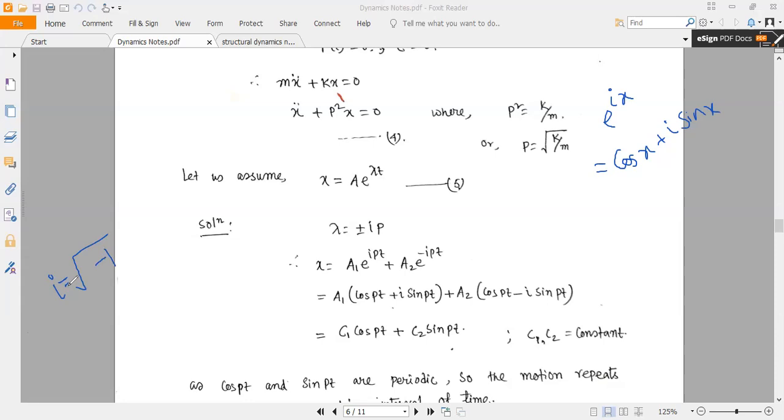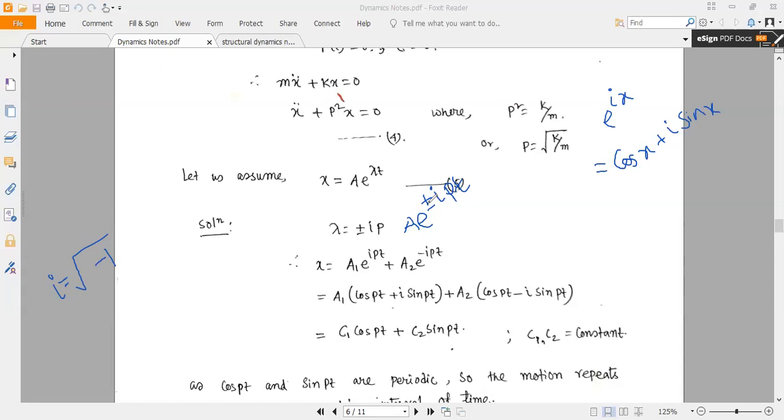So if it is exponential and the power of this exponential is I into x, we can expand it as cos x plus I sin x. Now if it is e to the power minus I x, then it will be cos x minus I sin x. Now the solution here is x equal to a e to the power plus minus I p t. Just now I have written x is equal to a e to the power plus and minus I p t.